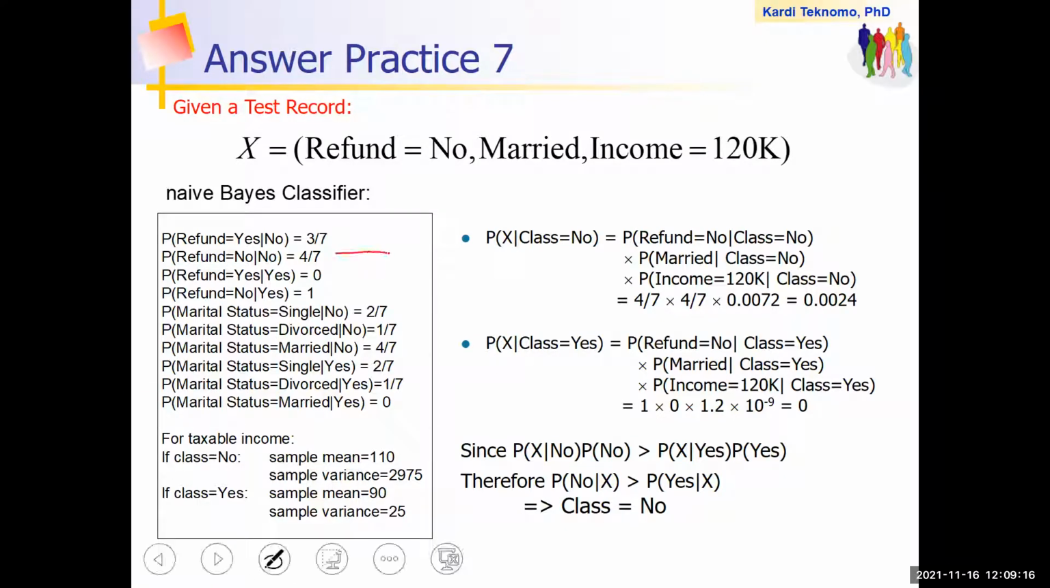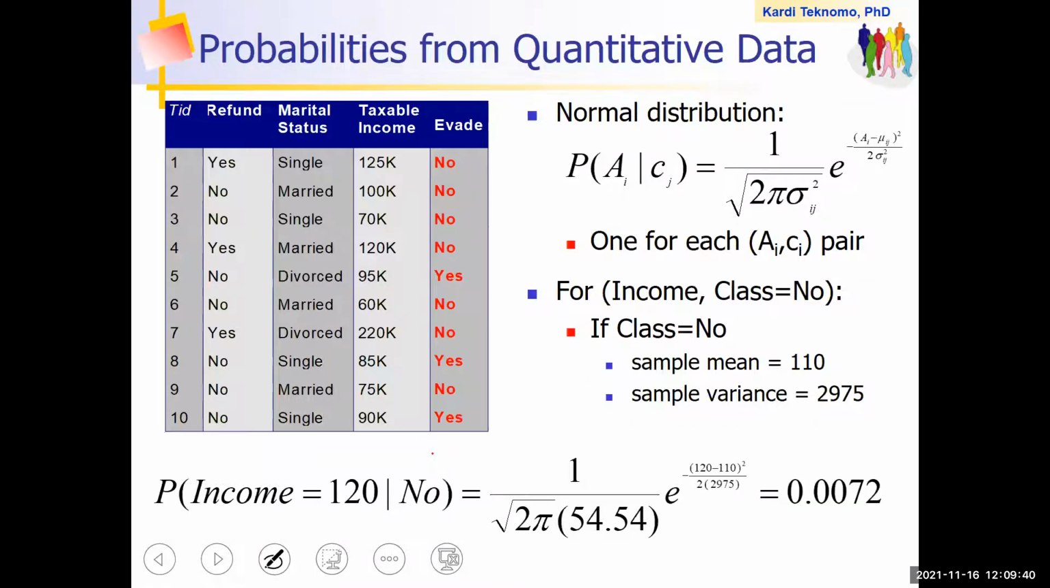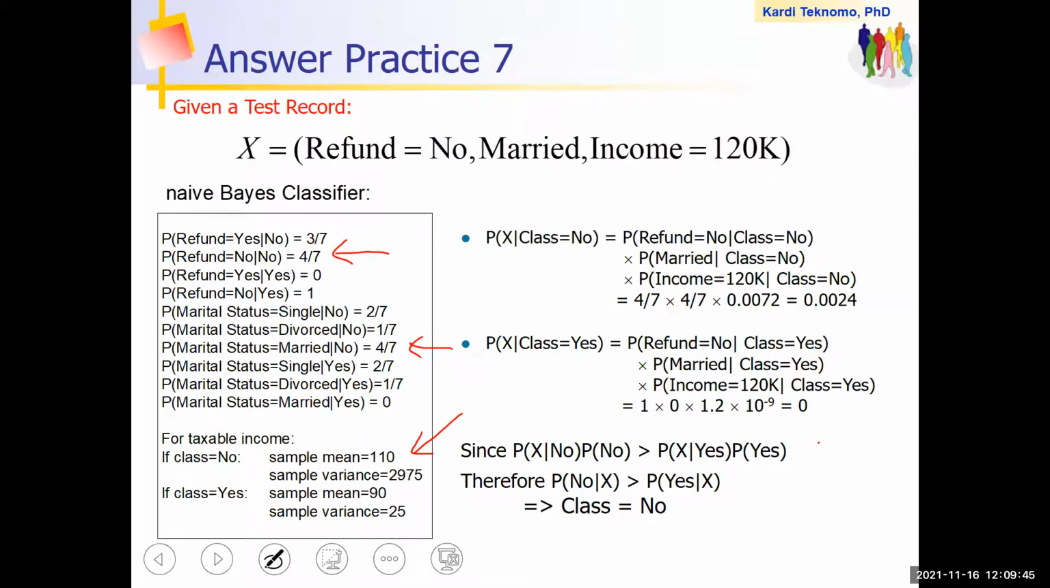Okay, this one, right? And then probability of merit class no. Merit class no, again this one, and then probability 120 class no. Okay, you have this sample mean and variance, so you can calculate that. We already calculated that earlier, yeah? 0.072 earlier. So there you calculate, you get this value.